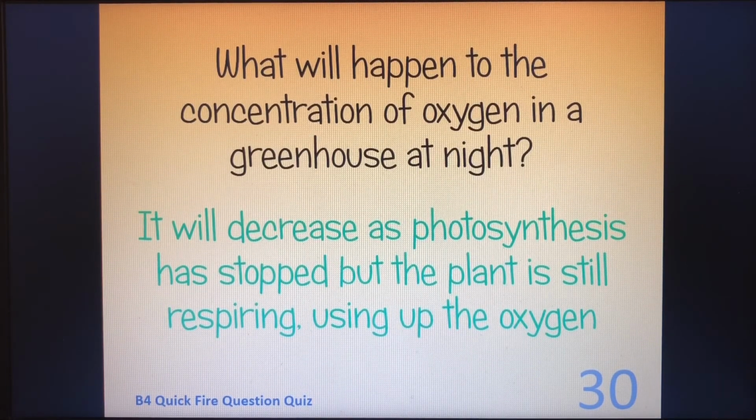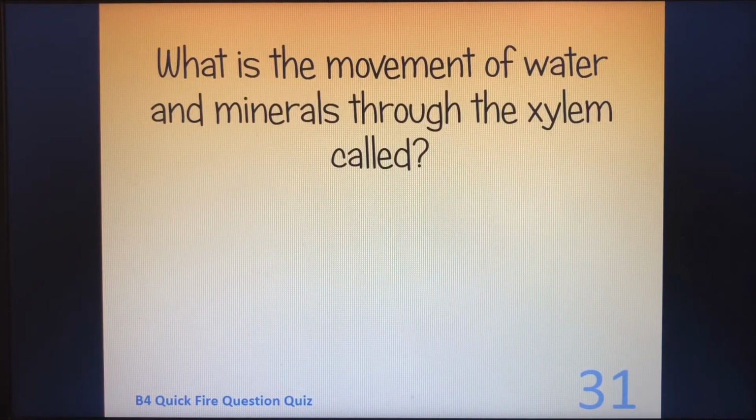levels. Question 31. What is the movement of water and minerals through the xylem called? We've had this already. Okay, what is the movement of water and minerals through the xylem called? We said that the phloem move the sugar by the process of translocation. So what's water and minerals? Hopefully you're shouting it out. And the answer is transpiration.